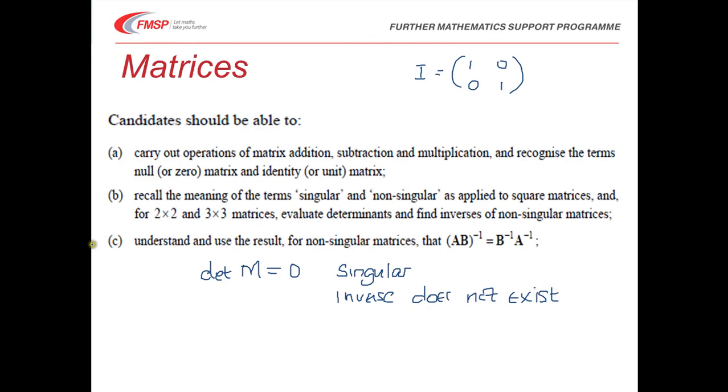And then in part C, we've got to understand and use the result that for non-singular matrices, the inverse of AB is equal to the product of the inverse of B and the inverse of A. And this result is used in quite a lot of questions, so you should actually learn that result.